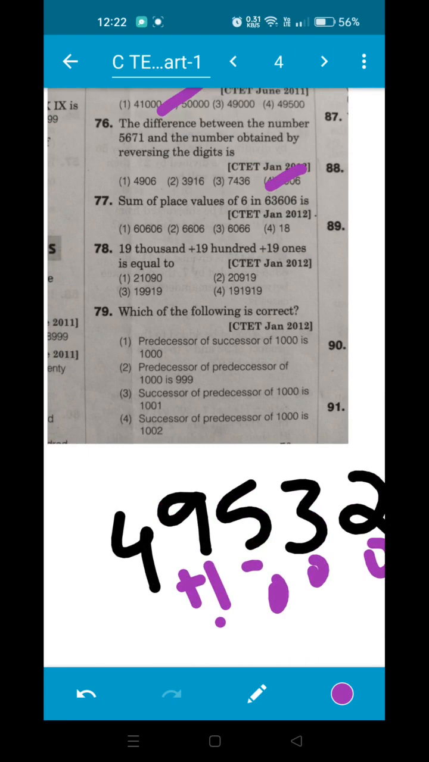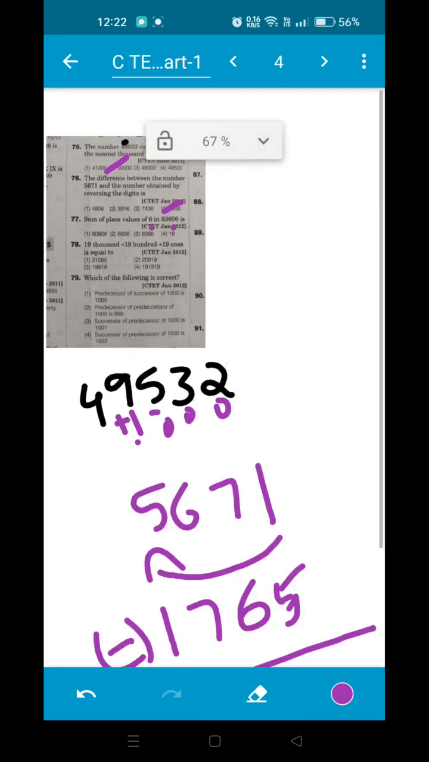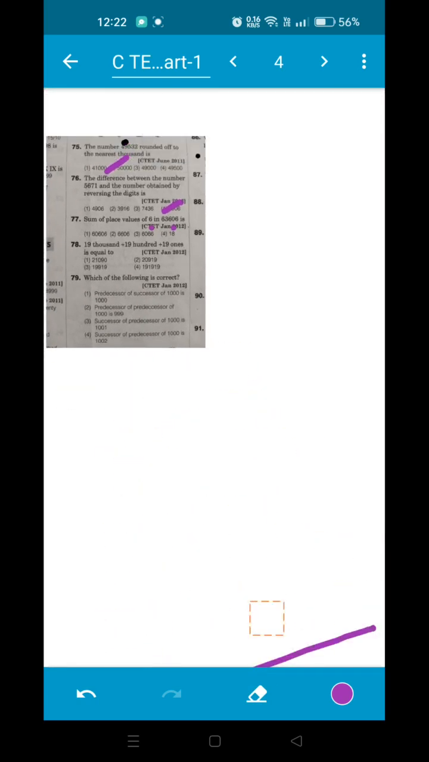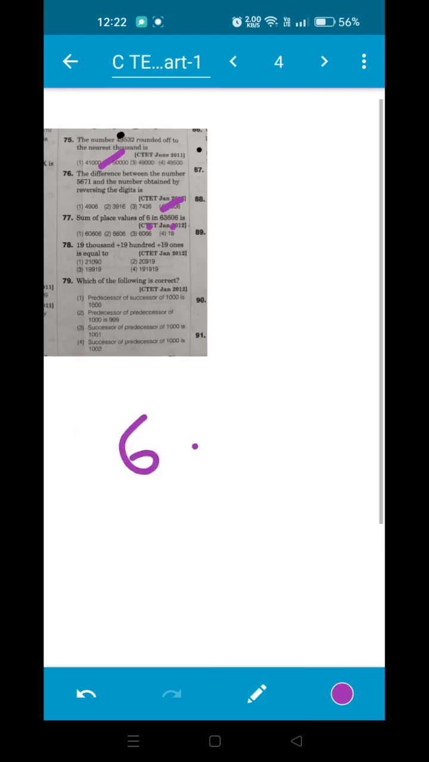Option 4. Next, sum of place value of 6 in the numbers. Place value means again you have to identify in which place it is. You need to question where it is. 63606. Sum of all place values, you have to take the sum.